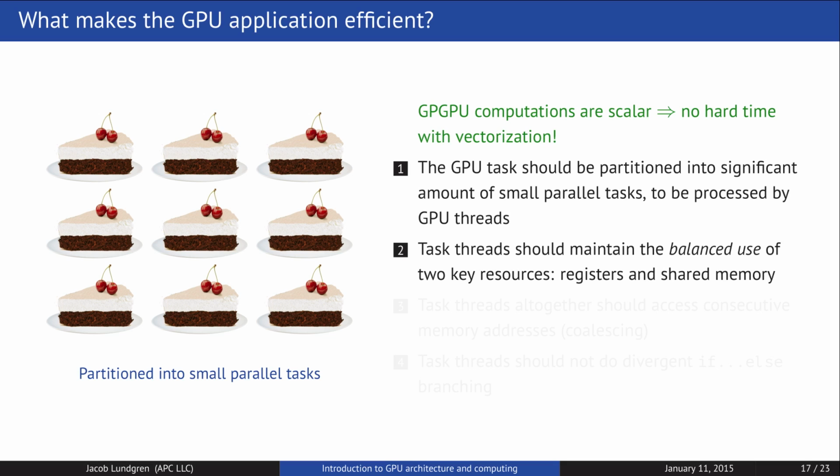We also have the 2 key resources of registers and shared memory, and the use of these must be balanced in order for us to be able to actually have all these threads running on the GPU at the same time.